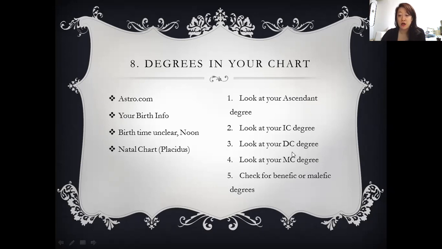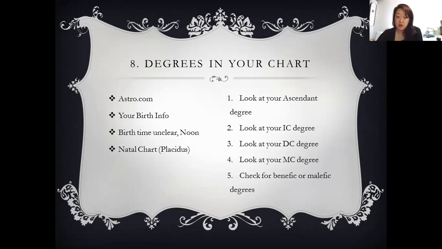Okay. Same thing with MC, your midheaven. This is your 10th house cusp. MC is really important for everybody's fame and reputation and how they are in public. Okay, public life or public image. So please check your midheaven, and you're probably going to be able to see what you're like in terms of how people view you, or what your legacy might be.